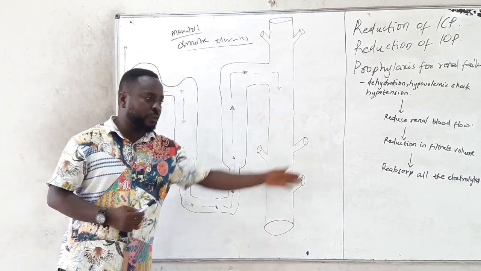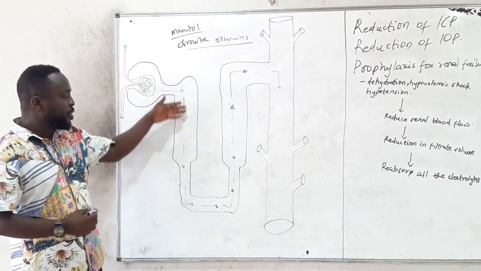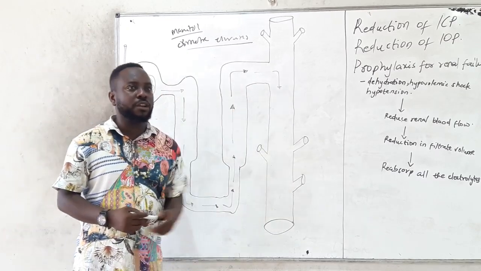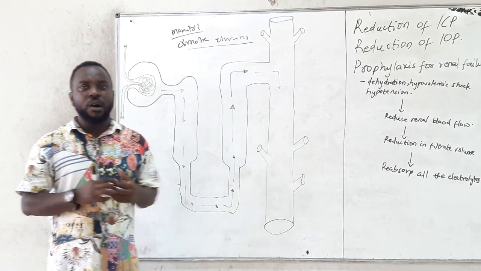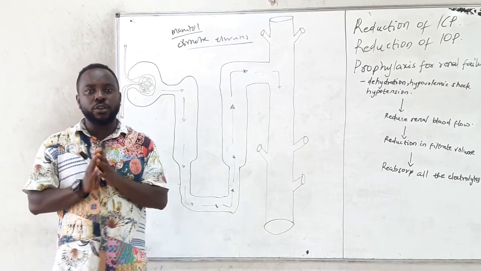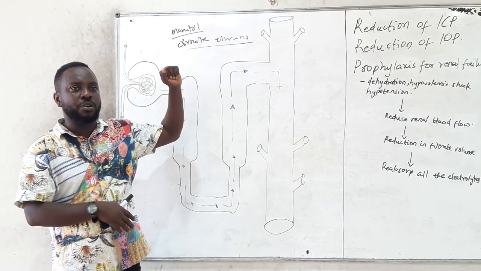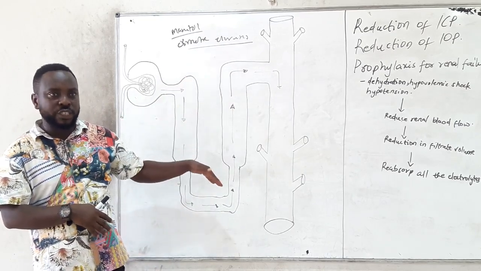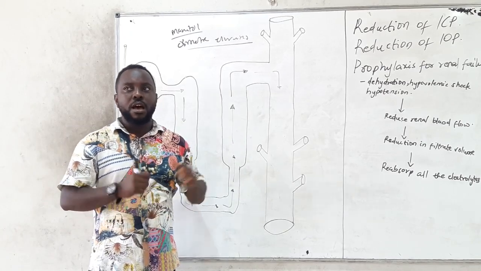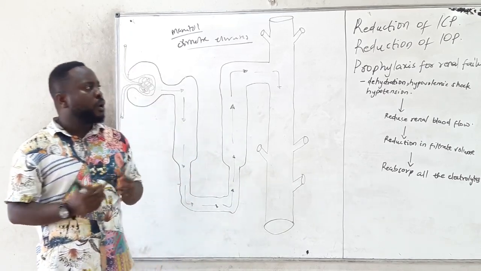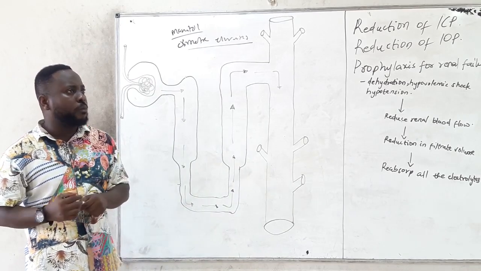All right, so as I said, when you give mannitol, it is freely filtered, then it remains along the length of the nephron, and it increases the solute concentration within the nephron. And once the solute concentration is increased, water will be drawn from a region of low solute concentration to a region of higher solute concentration, which is within the nephrons. Let's look at the uses of mannitol.